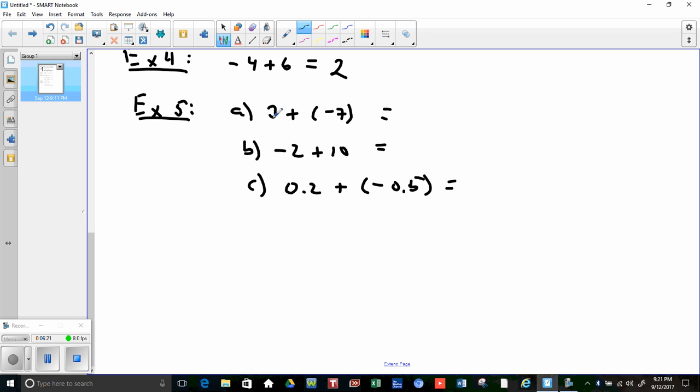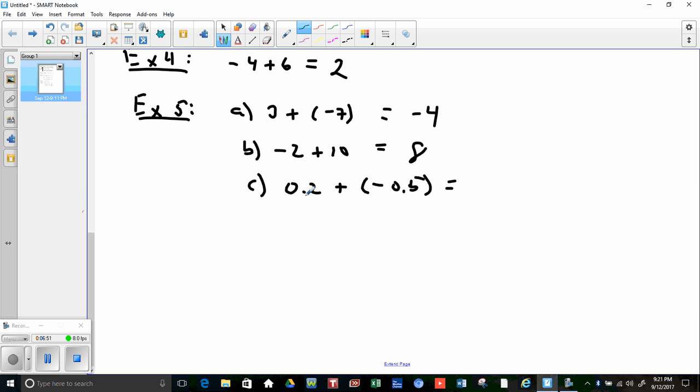Starting at positive 3 and then adding negative 7. So I start at 3 to the right and then I'm going to go back 7 to the left. So it means I have to cover the entire 3 that I went to the right, and then I've got 4 more to go back to the left. So plus 3 and then 7 to the left puts me at 4 to the left of 0. Letter B, starting 2 to the left of 0 and then going back to the right 10 spaces is actually going to put us at positive 8.